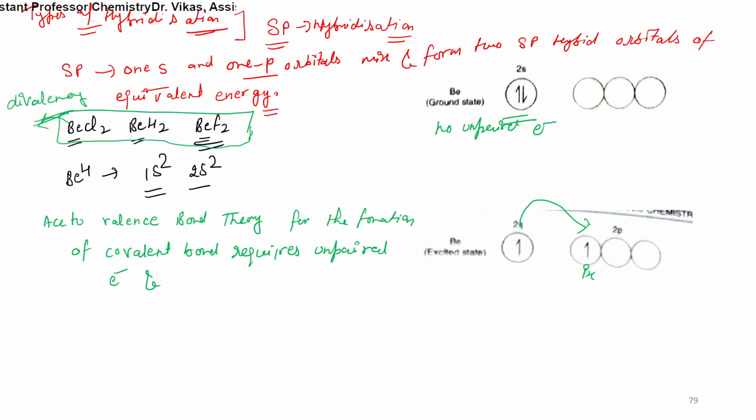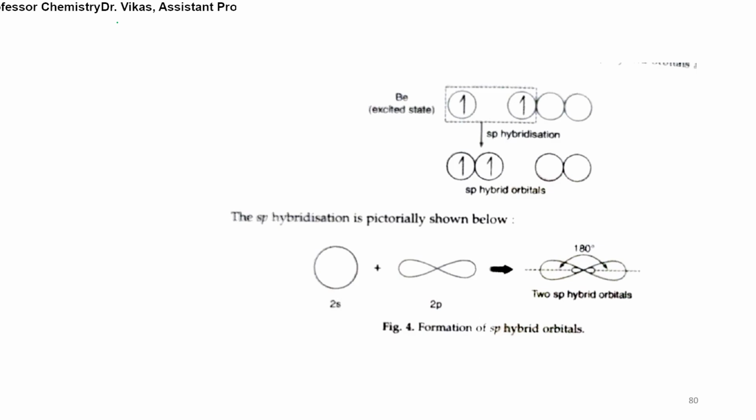Okay, and this process is known as promotion. And in that case, now there are two unpaired electrons. One is in the 2s orbital and the other one is in the 2p orbital. Okay, this one is the 2s, and this one is the 2p orbital, or we can say this one is the px. So one s orbital and one p orbital combine to form two sp hybrid orbitals.